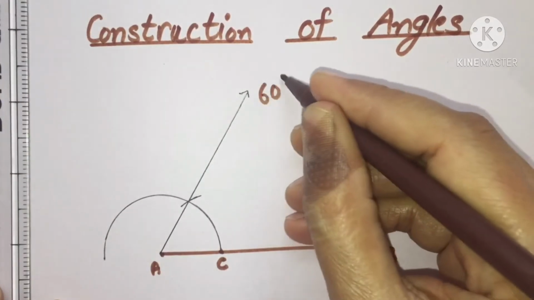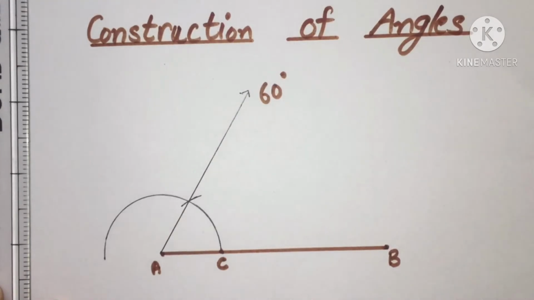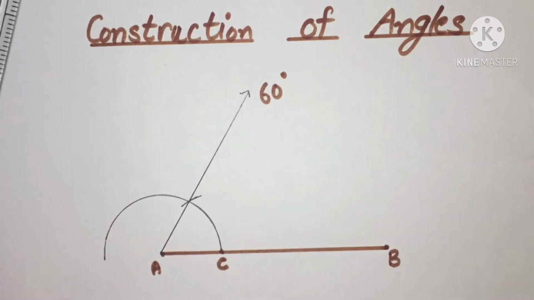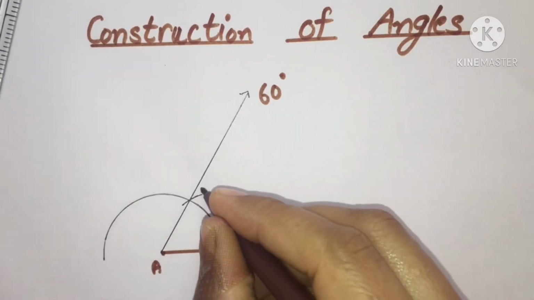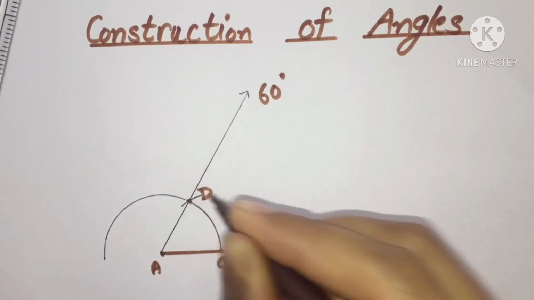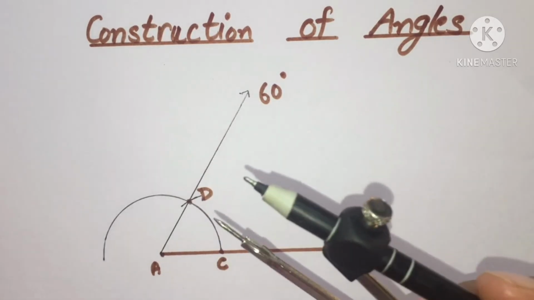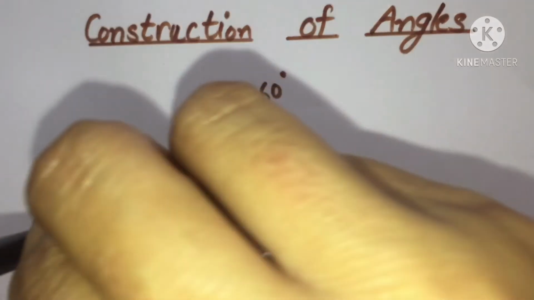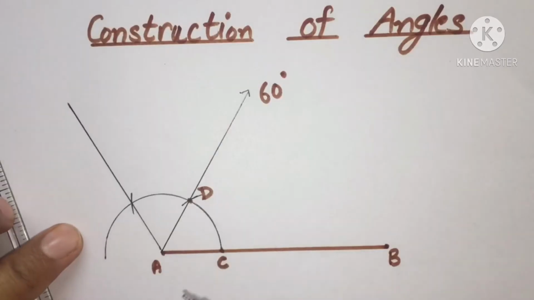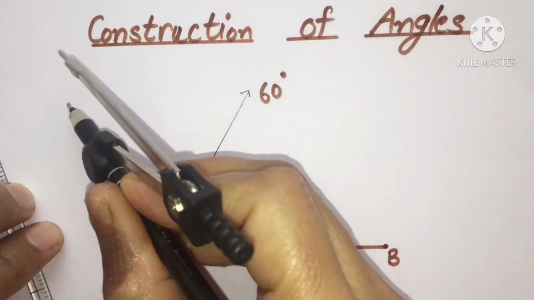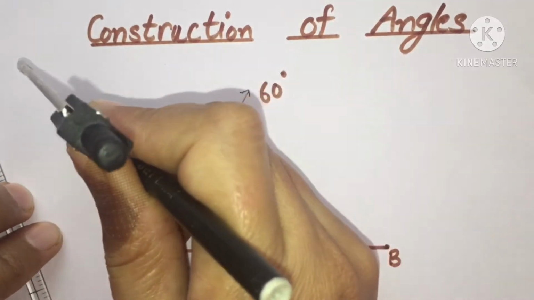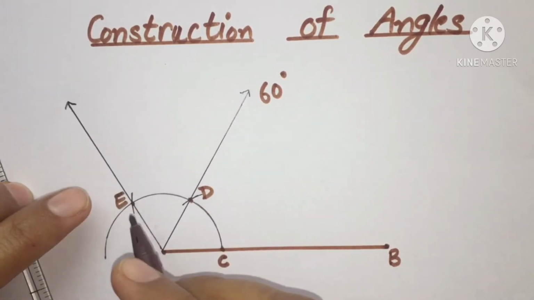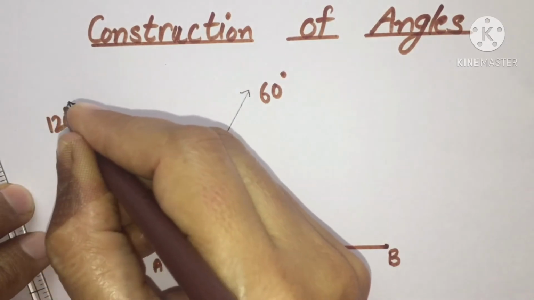This is a 60-degree angle. Now if we draw one more arc from this point, let us say this point is D, again with the same width, I will keep the compass on D point and draw one more arc. Now we will join this again with the line. So suppose this point is E and this angle is 120 degrees.